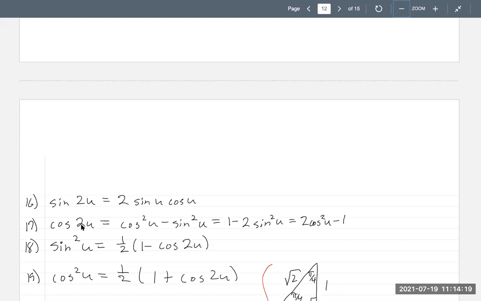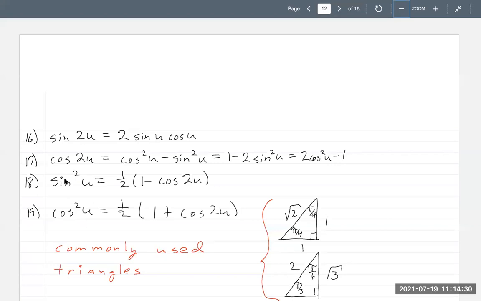These will also be, this one will be very important also in Math 262. From which we get the half angle formulas, which again in 262 you must know. Sine squared u is equal to 1/2 times the quantity 1 minus cosine 2u. And cosine squared u is 1/2 times the quantity 1 plus cosine 2u.